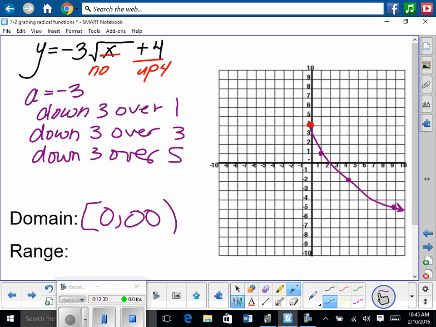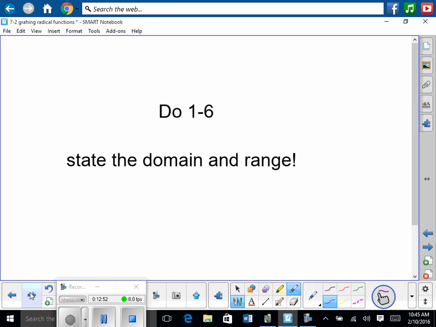Now range is y values. 4 to negative infinity. Which one do we put first? Negative infinity because it's smaller. Negative infinity up to 4. In a bracket. In the parentheses. Okay, questions? You ready to go? Okay, use your graphing paper. Go. 1 through 6. Make sure you state the domain and range.